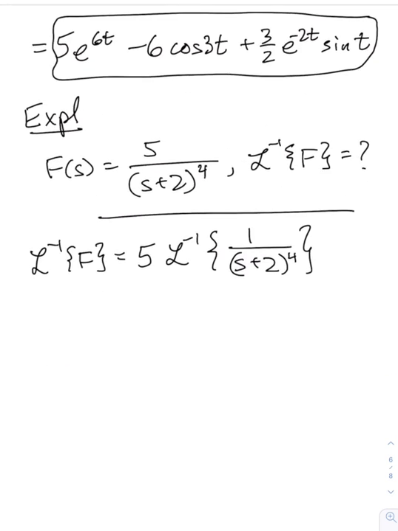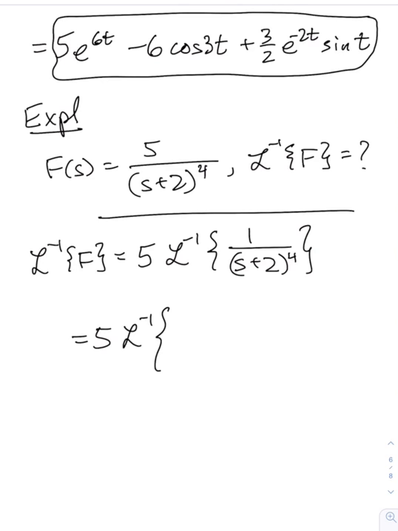Okay. Now I look for something on the table that is similar looking, and you can find it there. It's the third line on that table. But in order to match the table, I need a 3 factorial on the top. All right. But you can't just add numbers wherever you want.